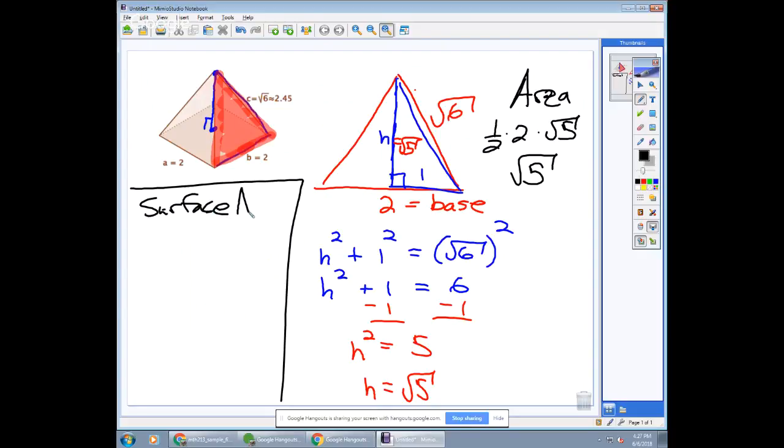So for the surface area of this whole figure, we've got 4 faces that have an area of square root of 5, and then we have the bottom, which is a square that's 2 by 2. So that must be an area of 4. That right there would be the total area for that pyramid.